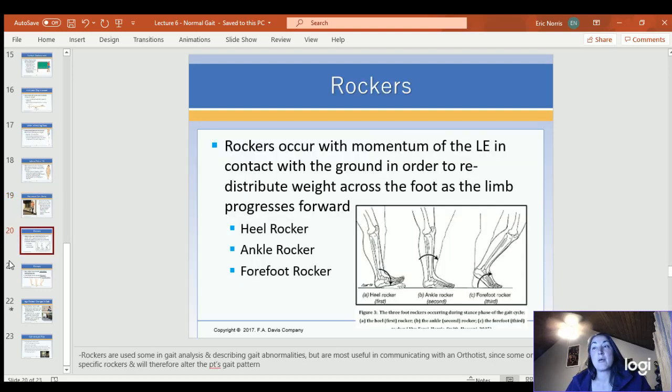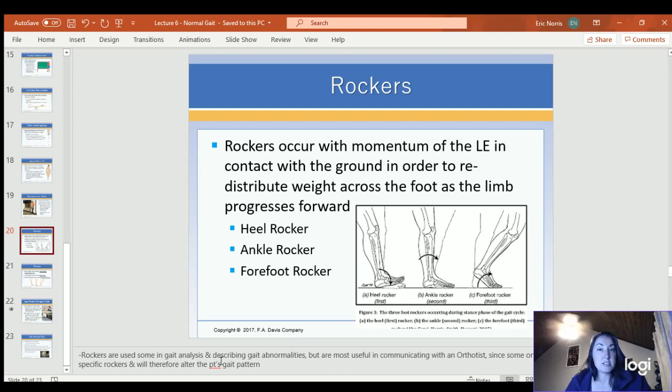Now we'll talk about rockers. There are 3 rockers in your gait: heel rocker, ankle rocker, and forefoot rocker. The rockers occur with momentum of the leg in contact with the ground in order to redistribute your weight across the foot as the limb is progressing forward. So the foot that's in contact with the ground, as you're rocking forward on that foot, that limb is accepting weight and it's being redistributed by these rockers.